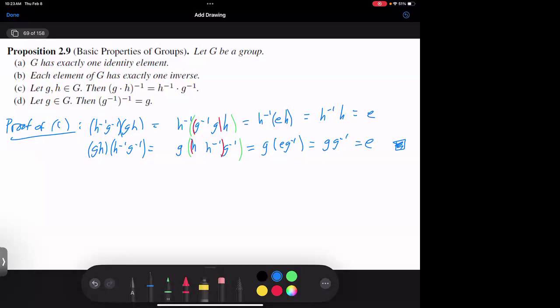This is similar to things you might have seen in linear algebra. If I give you the inverse of a product of matrices, it's the product of the inverses in reverse order. If I give you the transpose of a product, it's the product of the transposes in reverse order. And you can see why the order is reversed as we pushed everything out here. So this proves C. D is similar.